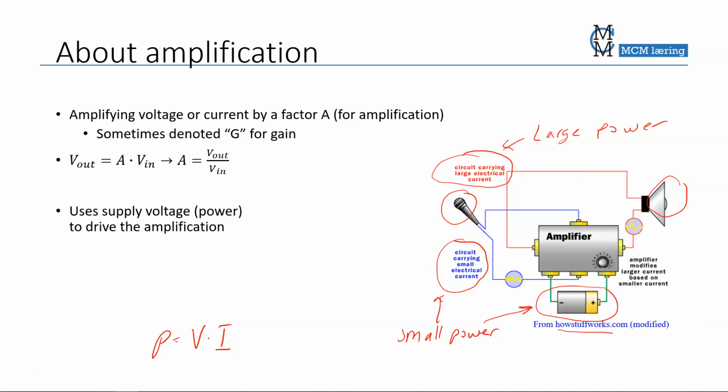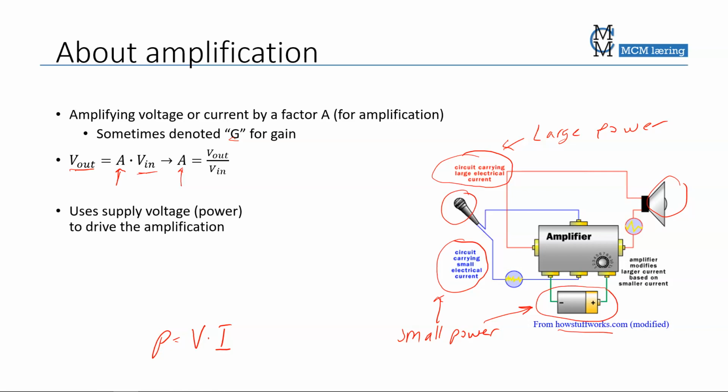The amplifiers, they have something called a gain, and that is how much they amplify. So if you have voltage, the output voltage is some kind of gain multiplied by the input voltage. So the amplifiers are specified by the amount of gain. A for amplification, or sometimes G for gain. So you will find both. So the gain or amplification is the proportion V out over V in.